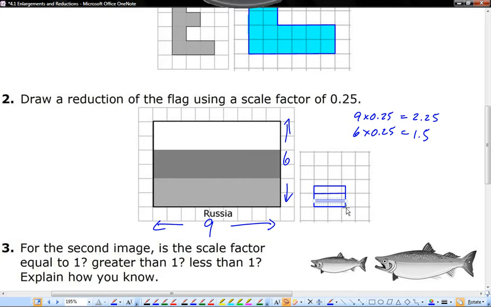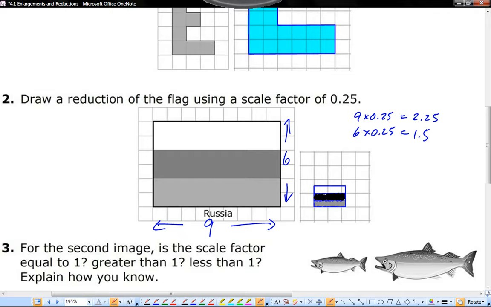Okay, and now again you can do shading in these 3 areas. We've got white on top, we've got a fairly solid color in the middle, and then on the bottom it's more sort of grayish. So I'm going to switch my color to sort of a lighter gray here and shade in the bottom.